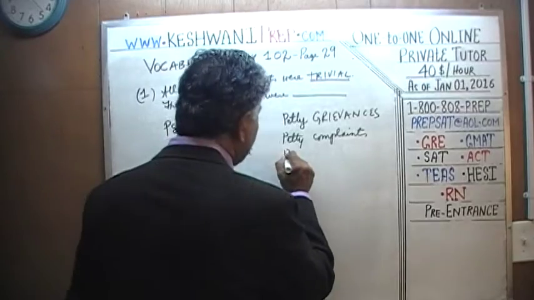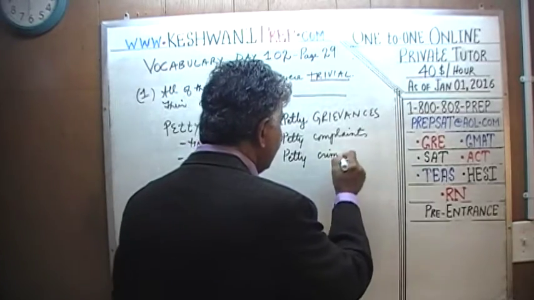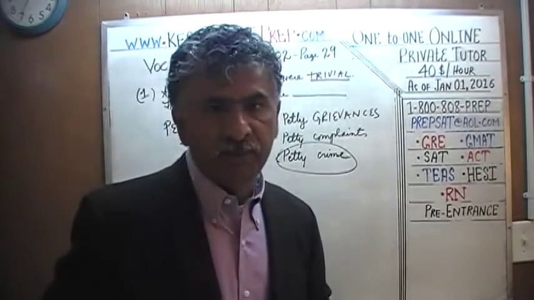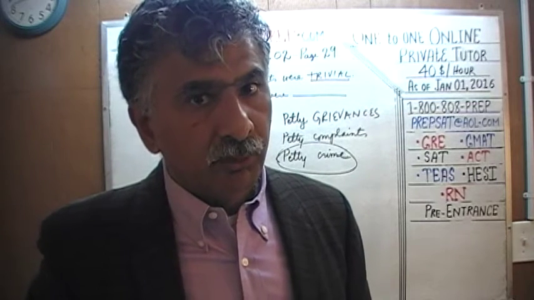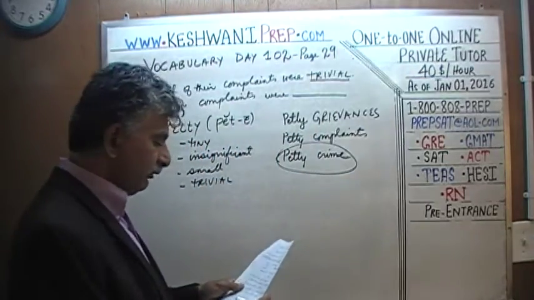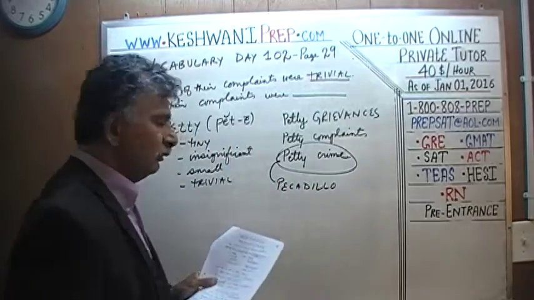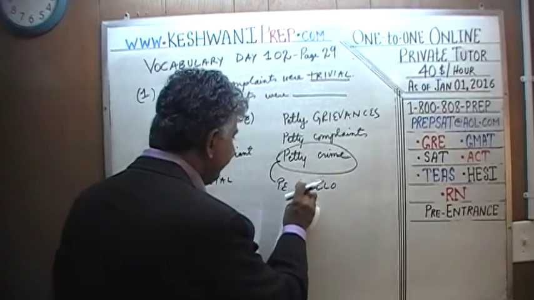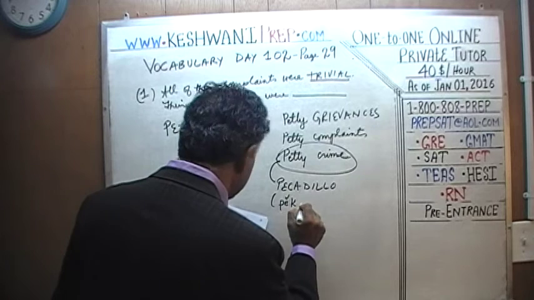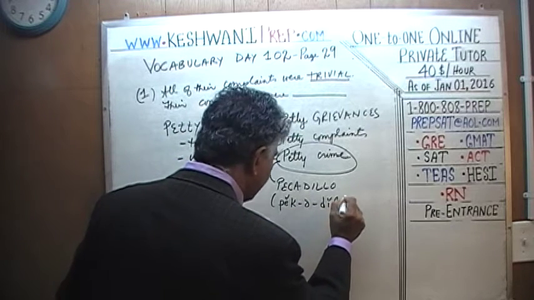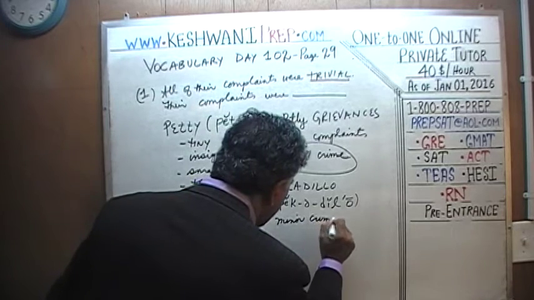One might talk about petty crime. A petty crime would be a crime that is not very serious, that is not very grave. Now there is a word in the English language which means just that, a word which means petty crime, a minor crime. Do you know that word? Should we learn it? A petty crime is called peccadillo, P-E-C-A-D-I-L-L-O. Peccadillo is a minor crime, a minor offense.